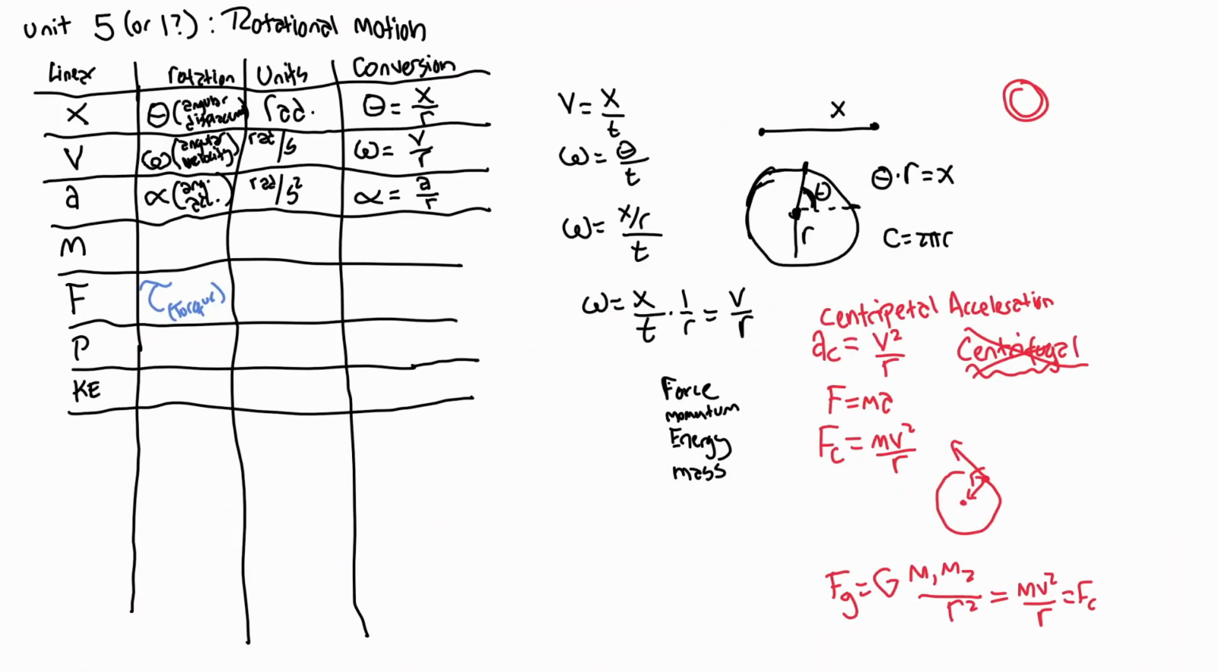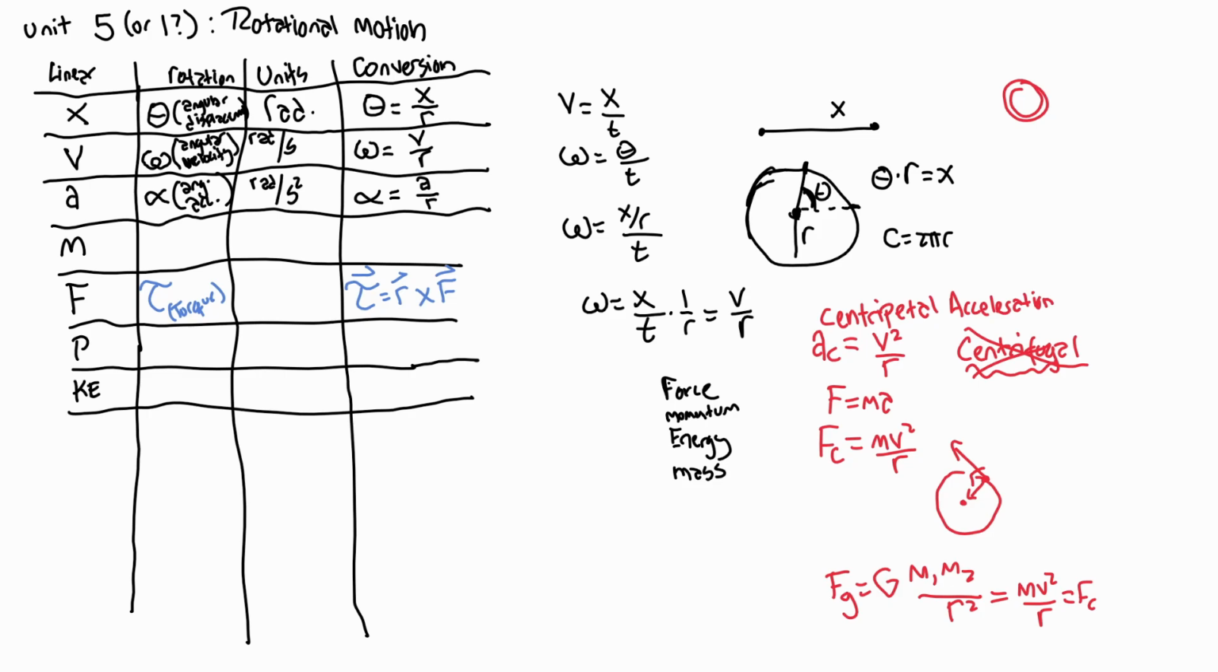So back to the table really quick. The way that we convert torque from linear force is kind of interesting. Torque is actually a vector. And it's equal to the radius from your pivot point, the distance you are from the pivot point, times the force you actually apply.